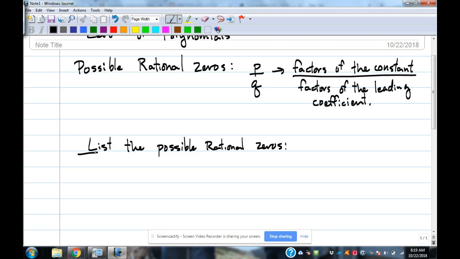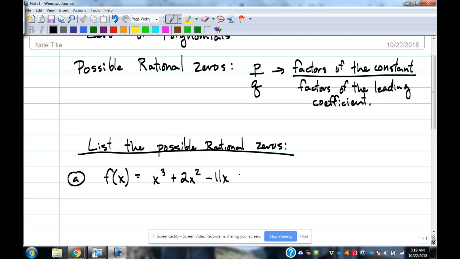List the possible rational zeros for said polynomial. So example A, function f of x is equal to x to the third power plus 2x squared minus 11x plus 12.